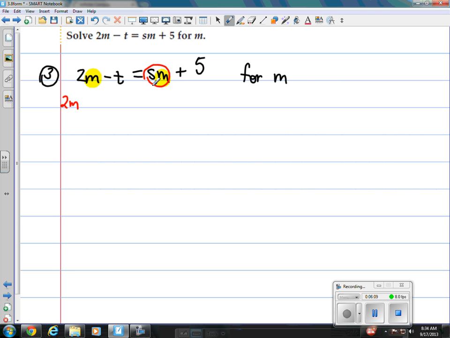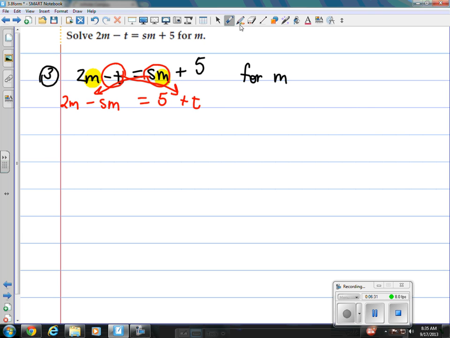My positive sm needs to come to the left, become a minus sm, equals, and then what's already on the right? My 5's already on the right, so I drop him down. What needs to come to the right? My minus t, I don't want him on the left, I want him on the right, so he becomes a plus t.